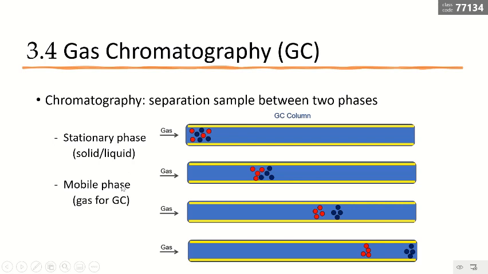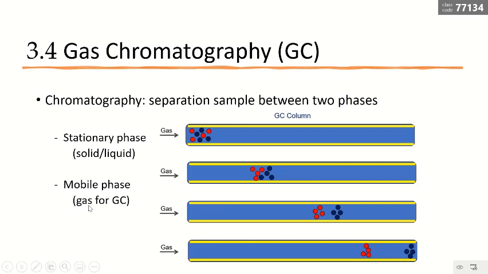Another phase we call the mobile phase, which is movable. Mobile literally means movable, right? They will move from one end to the other end. They can be gas or liquid. But for gas chromatography, the mobile phase means the gas. That's where the name gas chromatography comes from.